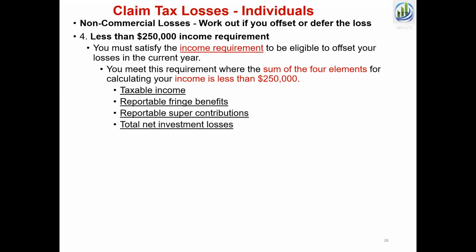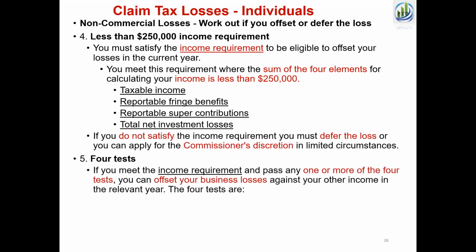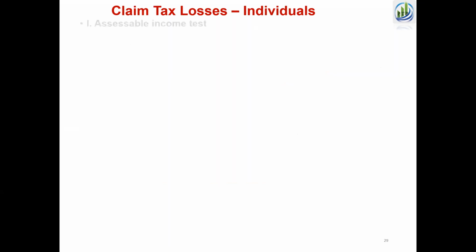Together, more than 250 means you cannot use that rule. Less than 250 means yes. You're going to do the four tests, as I said previously: the assessable income test, the $20,000; the profitable test, 3 years from the last 5 years of profit; the real property test, 500,000; and other assets tests, 100,000. So I will explain all four tests clearly now.